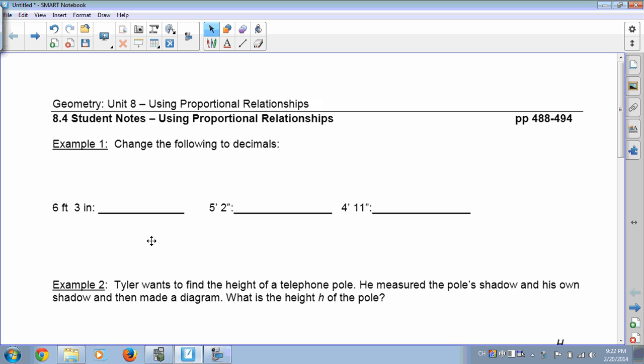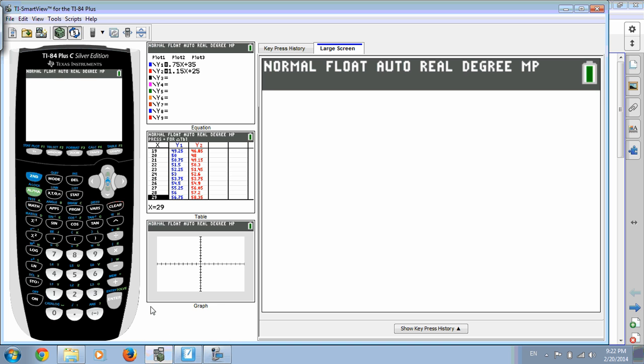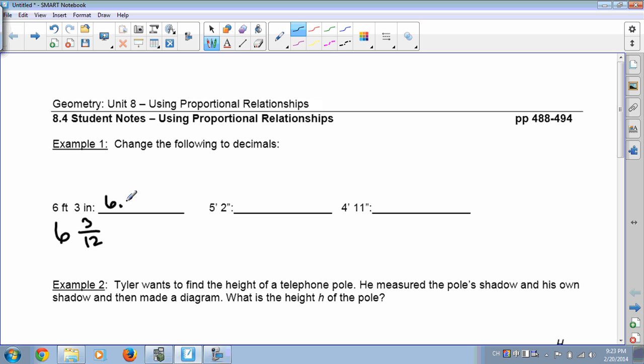So the first thing we have to know about feet and inches is how many inches are in a foot. And we know that there are 12 inches in a foot. So if it's 6 feet and 3 inches, that would be 3 inches out of 12. So we're going to convert 3/12 into a decimal because we already know it's 6 point something feet. I know what 3/12 is, but when you do 3 divided by 12 in your calculator, you get your decimal of 0.25. 3/12 is 1/4. So 6.25 feet when you convert it into a decimal.